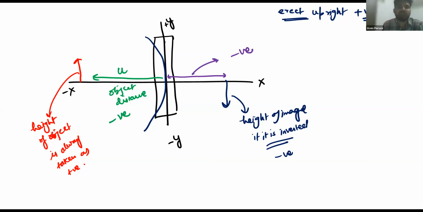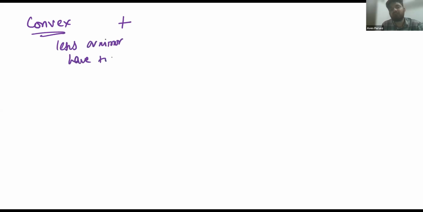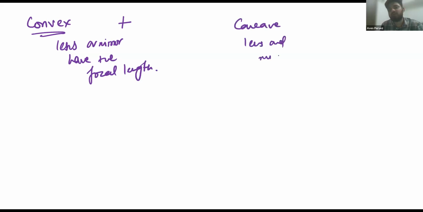Similarly, you need to keep in mind, either for a lens or a mirror, if I am talking about convex, just tilt this x. When you tilt the x, you will get a plus sign. So a convex lens or mirror has a positive focal length. And a concave lens and mirror have a negative focal length.